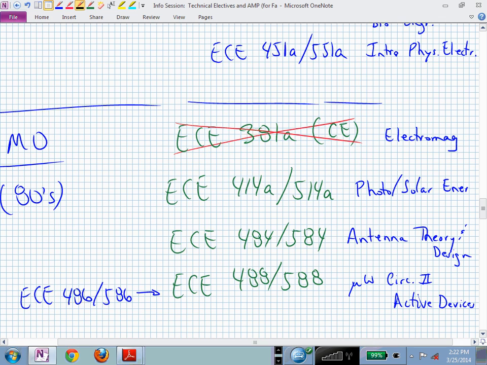484, 488, those all hinge on 381A as a prerequisite. 484 is antenna theory and design, and 488 is a follow-on, so it's 2 semesters removed from 381A. 488 requires 486.